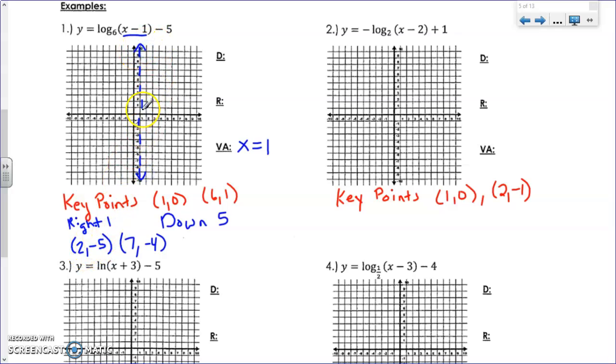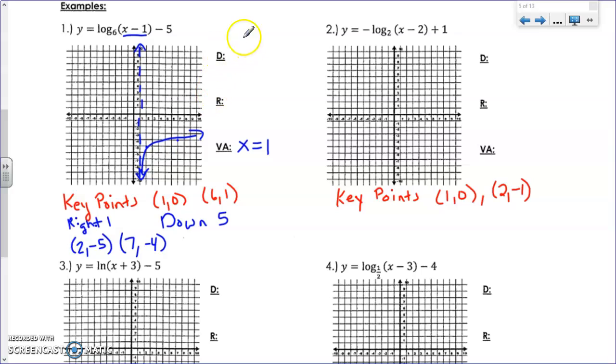Key point to negative 5. 1, 2, 3, 4, 5. And then 7, negative 4. And then it's going to get close to this and then go off to positive infinity.